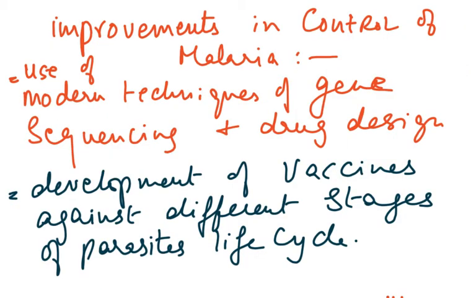Before I continue with the AIDS topic, I think I just missed out this portion on malaria. How are we making improvements in the control of malaria? Number one, we're using modern techniques of gene sequencing and drug design so that we can target specific enzymes and kill the causative organism, that is Plasmodium. The second is the development of vaccines against different stages of the parasite life cycle.